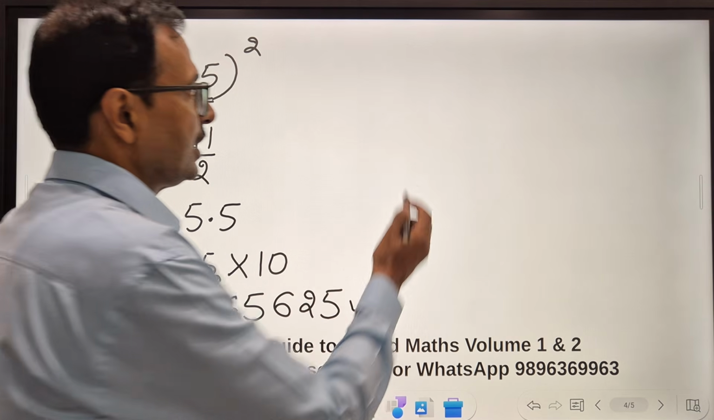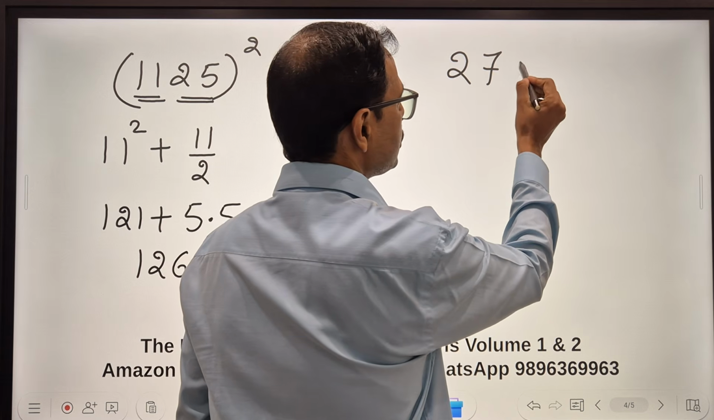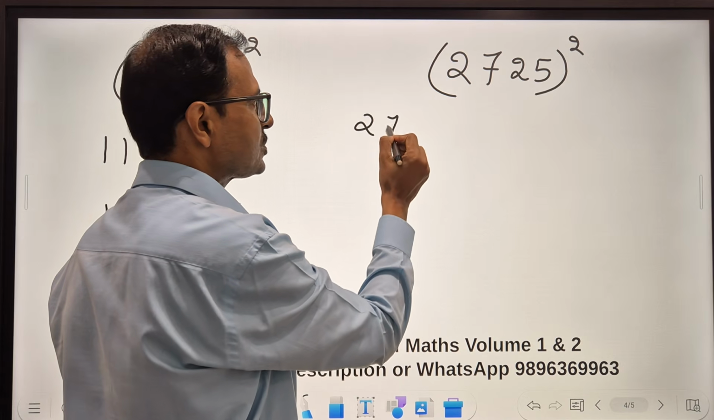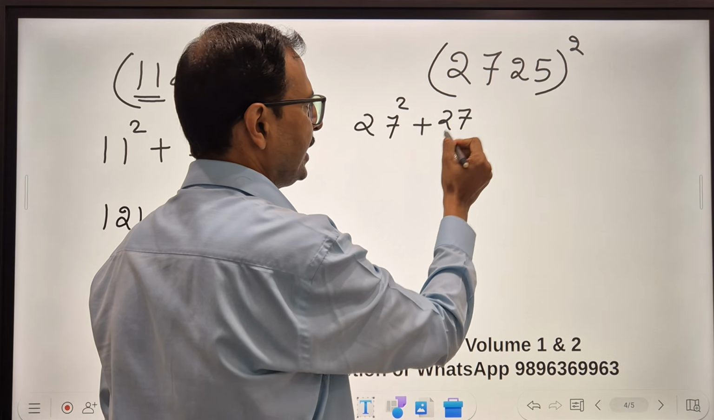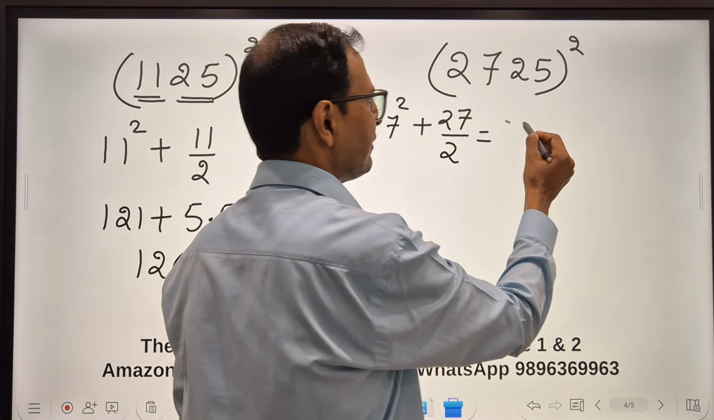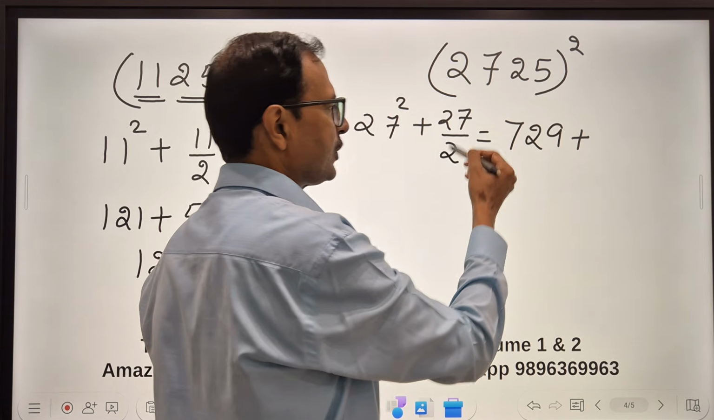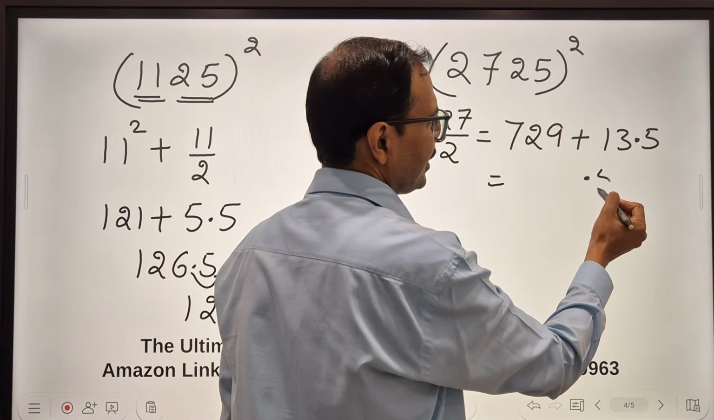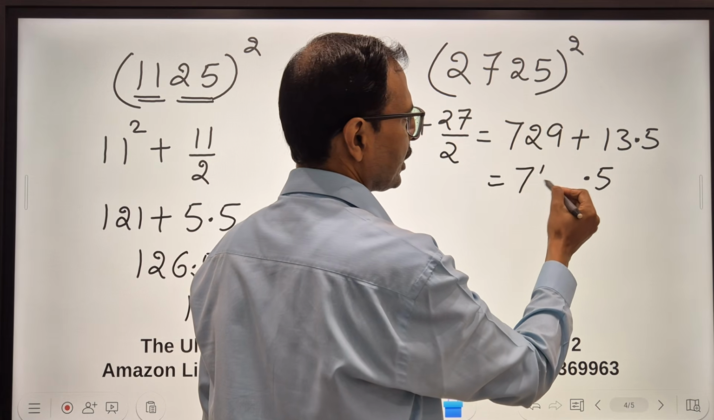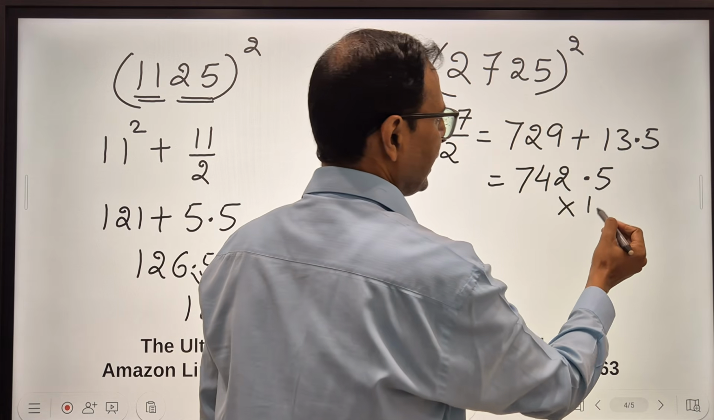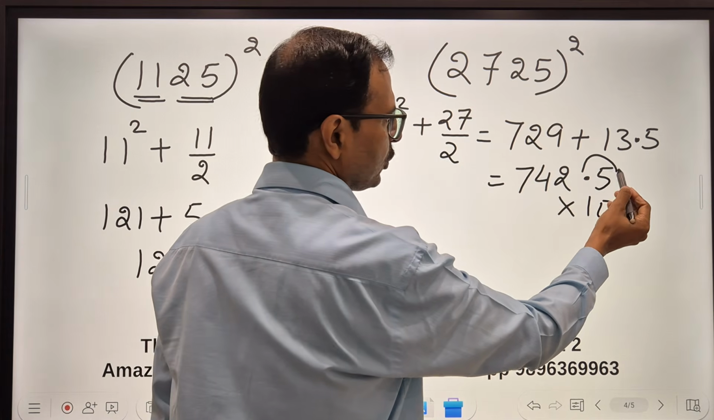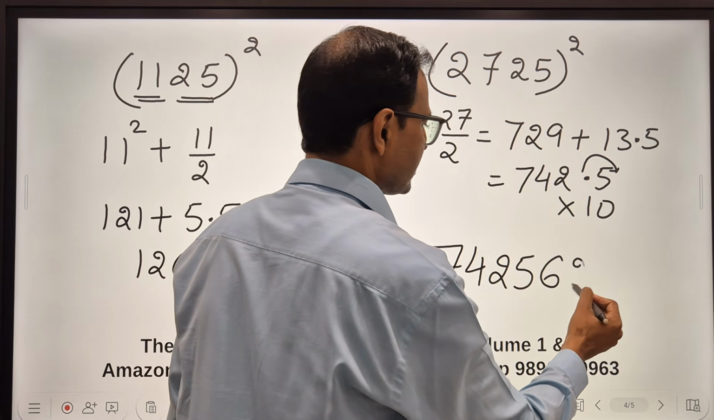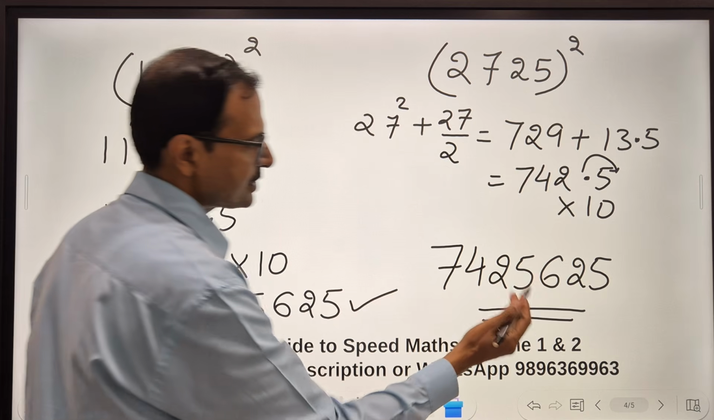Likewise, suppose the number is even bigger, like 2725. Now see, it's a big 4-digit number. So I can still do it, like 27 square plus 27 upon 2, right? So 27 square, I know, is 729, plus half of 27 is 13.5. So you get 729 plus 13 is 742, and 0.5. Multiply this by 10, so you have 7425. So 7425 suffixed by 625 will give you your answer for the question.